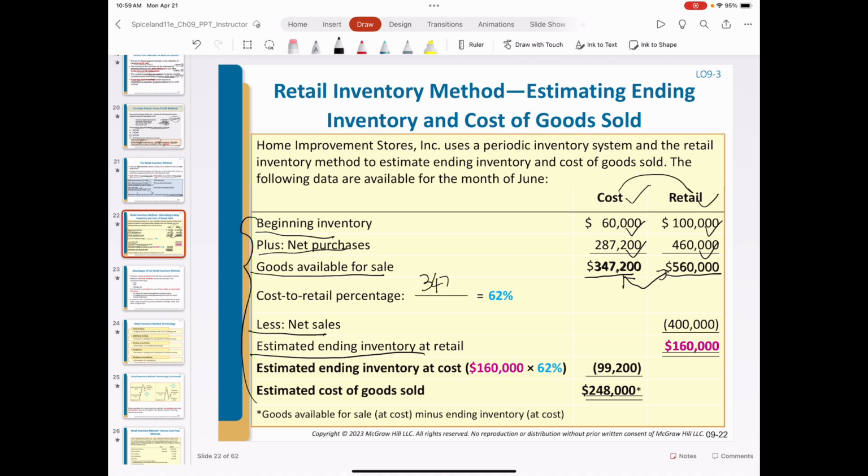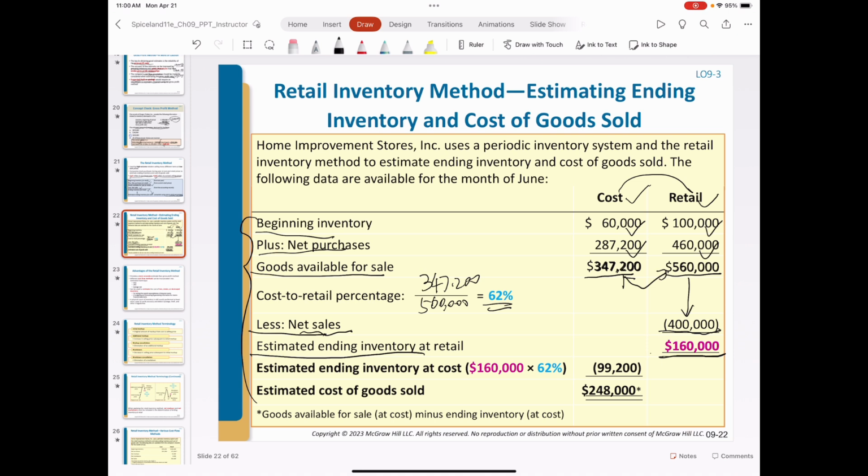So the cost and retail relation is determined by this ratio, 62%. It means the cost as a percentage of retail value is 62%. When companies sell goods for $100, the cost is assumed to be $62. Next step, we subtract sales, which represents the retail value of the goods sold, 400,000, from the goods available for sale at retail value. Then 160,000 is the ending balance of inventory at retail value.